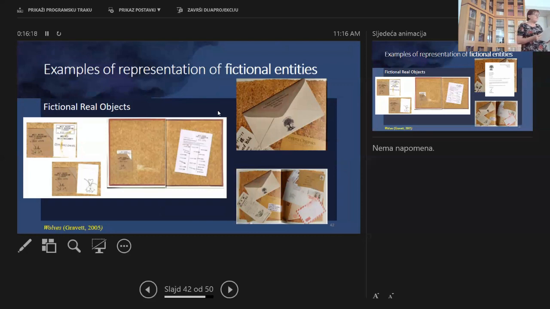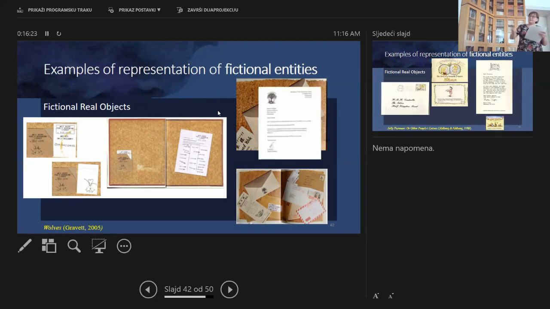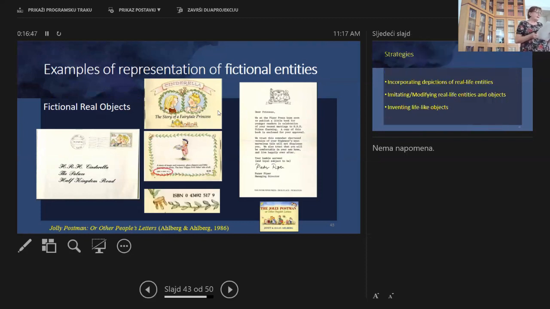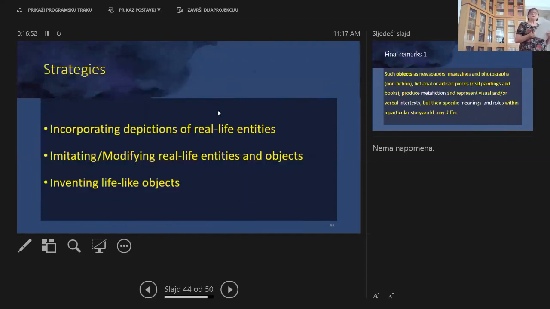Finally, we encounter fictional real objects. We can see a letter in this envelope that can be opened, a library record slip, and a library membership card, which we can take out of the pocket, of a fictional library. This envelope in the famous Jolly Postman to the left contains a letter and a small picture book, which has an ISBN number and a story world of its own. To sum up, the main strategies seem to be simple.